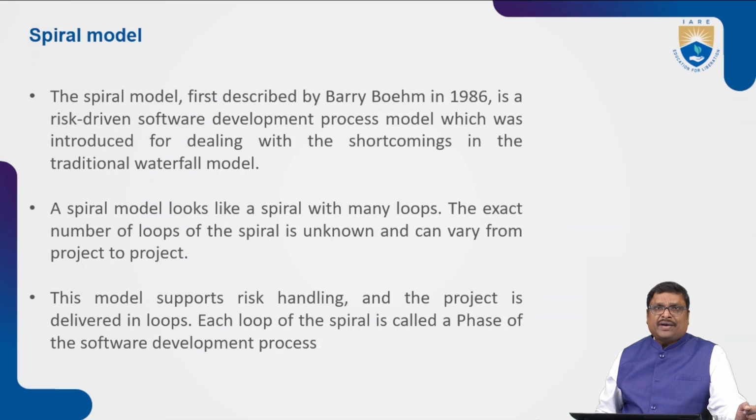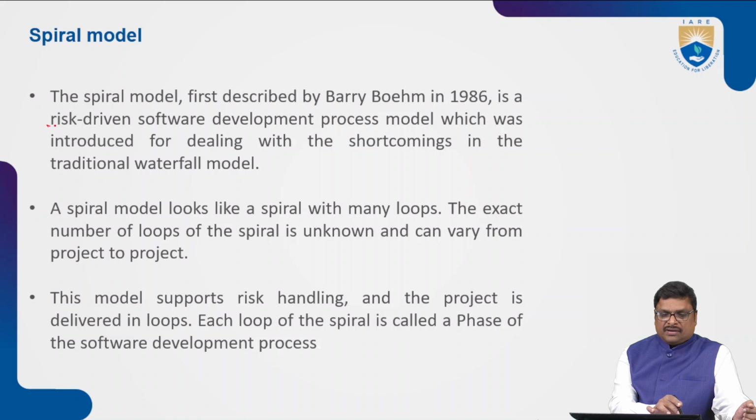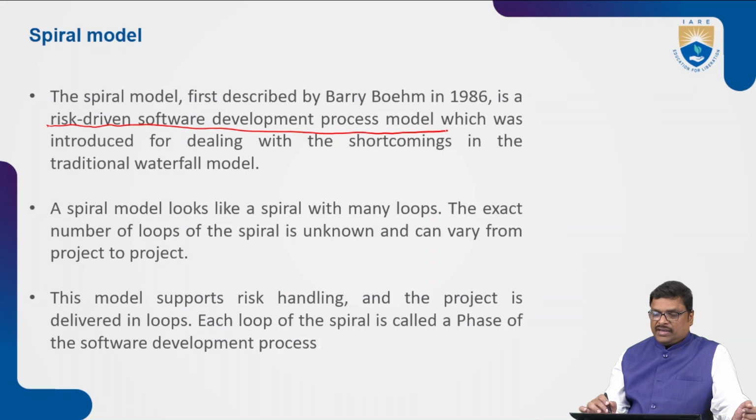Then we come to the spiral model. This is one of the software process models people talk about. The spiral model was first described by Boehm in 1986. It is a risk-driven software development process model. We'll discuss why it is risk-driven after seeing the different activities involved in this spiral model. It was dealing with a shortcoming in the traditional waterfall model.